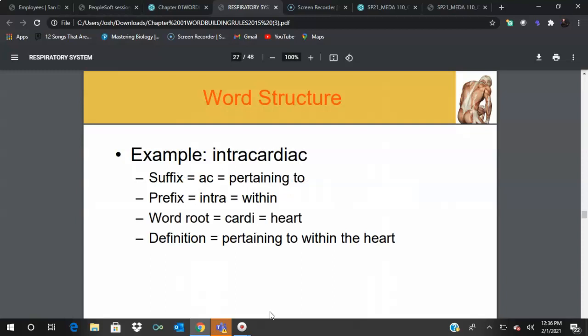Here's another example, intracardiac. AC is our suffix, which means pertaining to. Then we have a new prefix here called intra. Intra means within. Sometimes you'll find that multiple prefixes can mean the same thing. Endo also means within, so both of these prefixes mean within. We have our same root word. As we read this word, we say pertaining to within the heart. You can see how we started with the suffix, then moved to the prefix, and then read the word root.